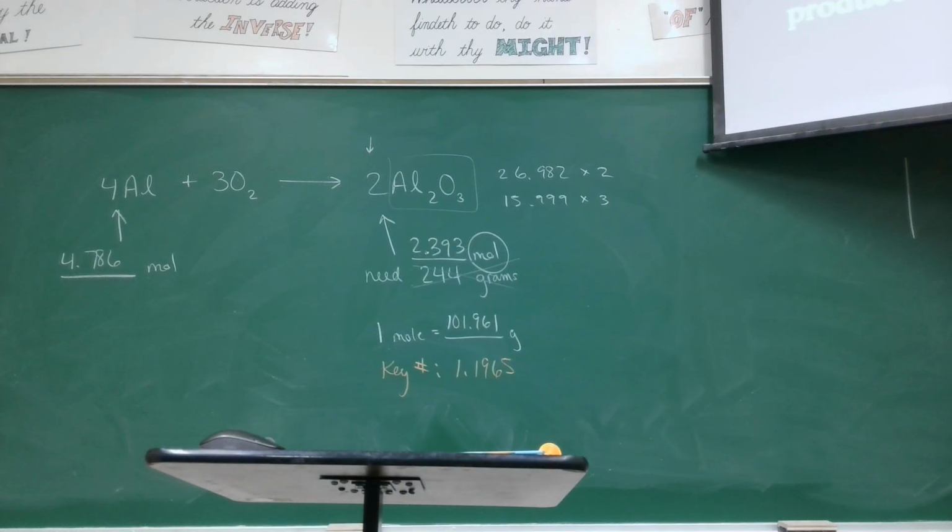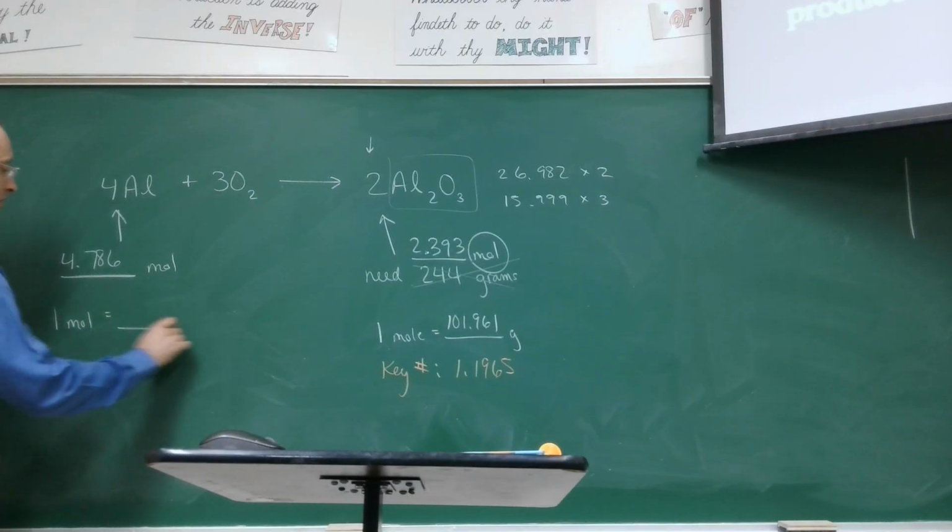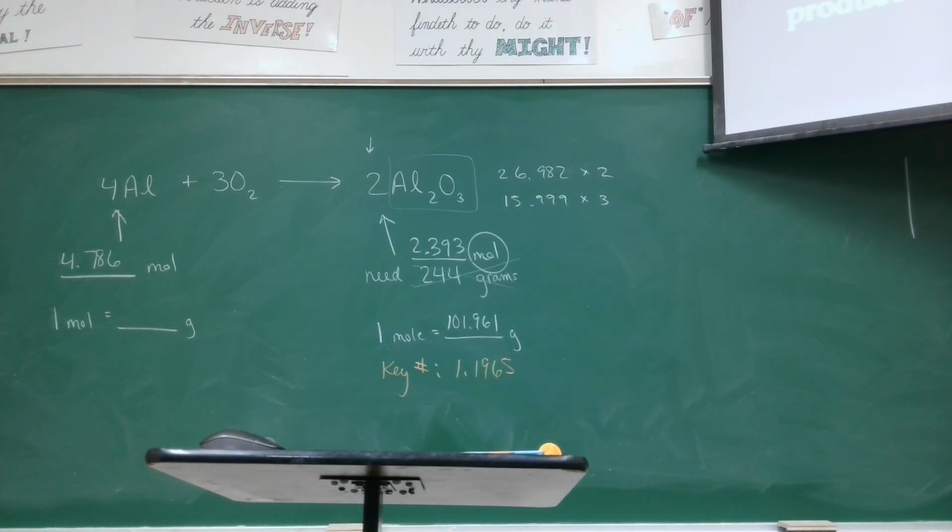Is that what it asked? Did the problem say how many moles of aluminum are needed, class? No, it said how many grams. So guess what we've got to do? We've got to convert to grams. And how do we do that? By knowing what 1 mole of aluminum is. How many grams are in 1 mole? Fortunately, this one's easy. How many grams are in a mole of aluminum?